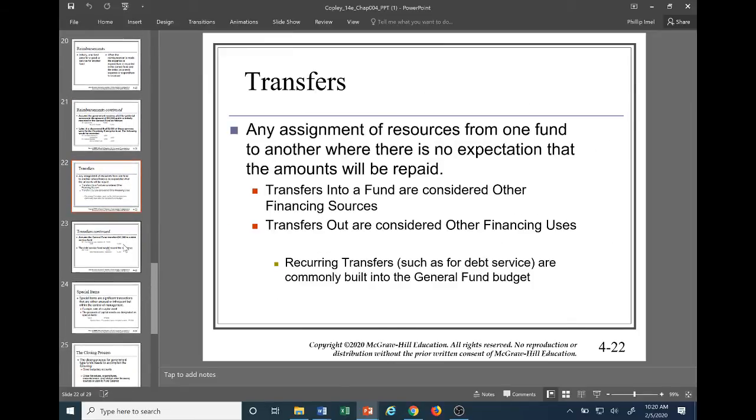Okay, now let's talk about transfers. And I know we talked about transfers a little bit already in this class, right? Because that's part of the other financing uses and other financing sources and stuff of that nature. So it says any assignment of resources from one fund to another where there is no expectation that the amounts will be repaid. So that's the difference between the transfer and that of the services or the reimbursements.